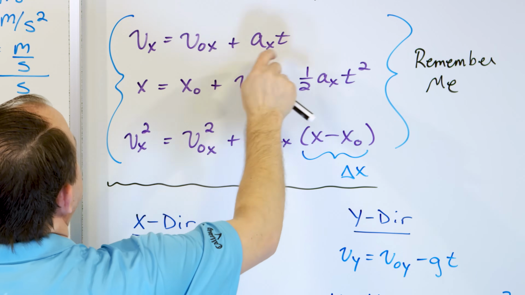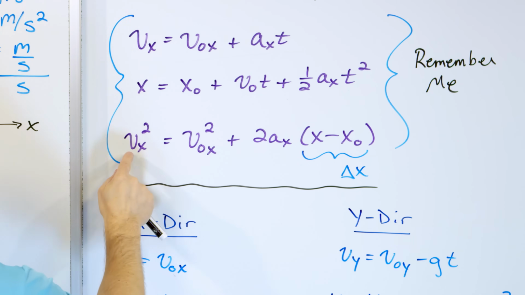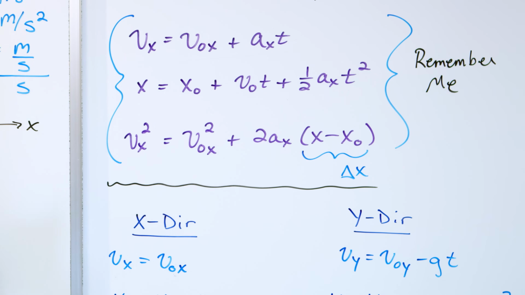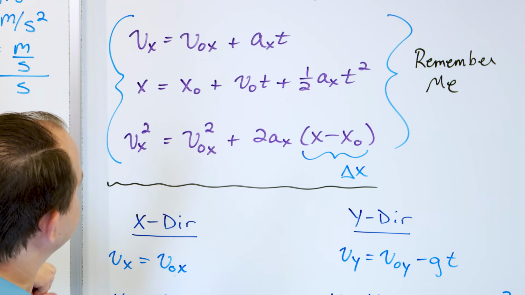And here they are. Here's a velocity. Here's the position as a function of time. Velocity as a function of time. And then we have an equation that doesn't involve any time, because in some problems we don't know the time at all, and this one is very useful. But this equation comes from the other two.